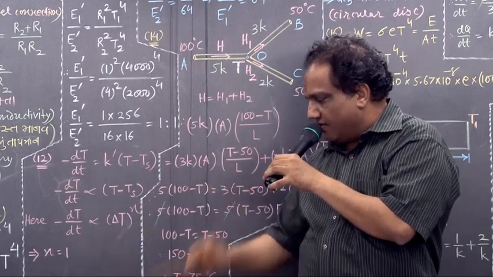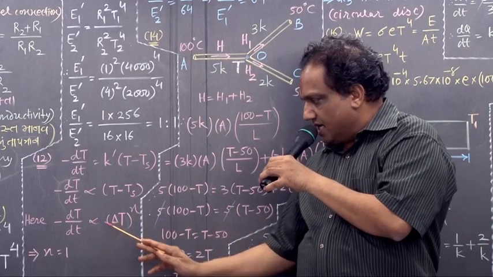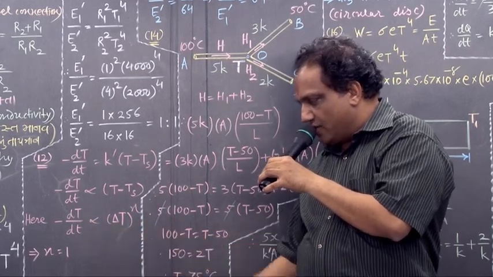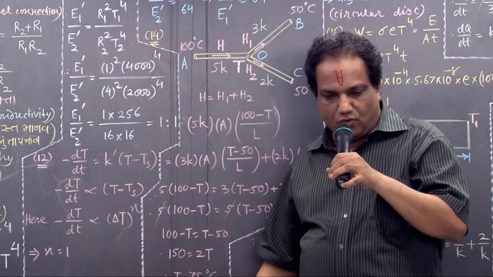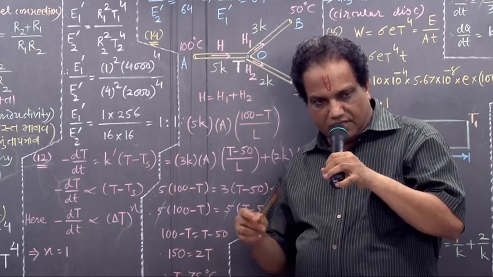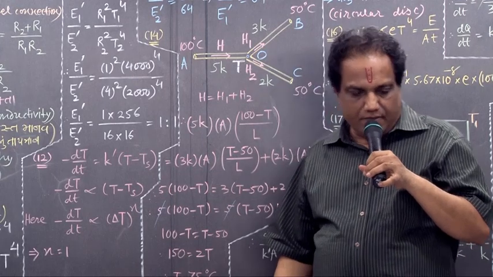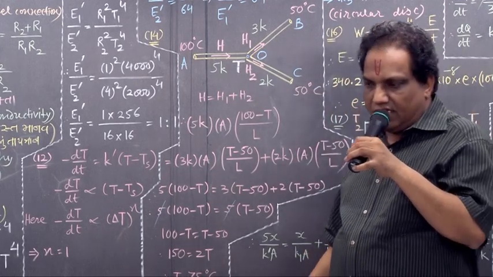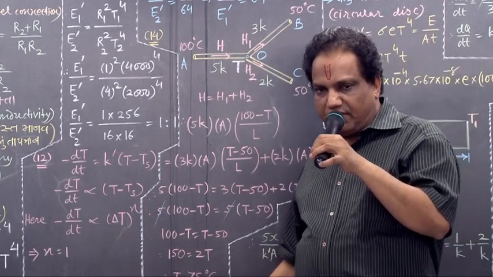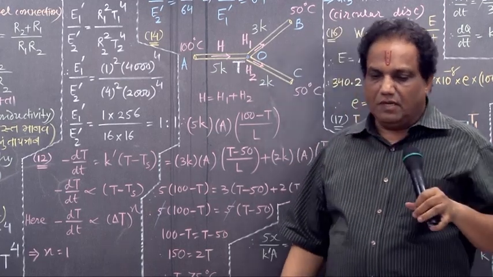But what have they given? Minus dT by dt is proportional to delta T raised to n. Have they given delta T or delta Q? Instead of that, make it delta T. Make a correction. It is not amount of heat energy, it is change in temperature.